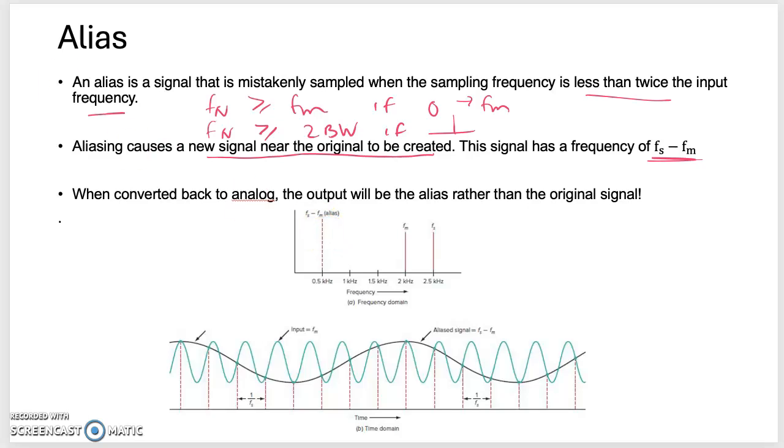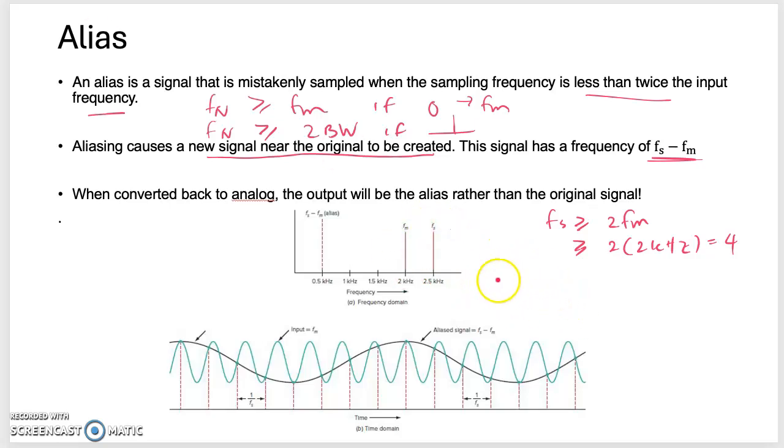So here in this case, we have FM at 2 kilohertz, and our sampling frequency is 2.5, which is too small, considering that we need the sampling frequency to be at least 4 kilohertz, right? The requirement of the Nyquist tells us that Fs is greater than 2 FM, assuming the signal starts from 0 hertz. So if FM is 2 kilohertz, this would be 4 kilohertz, right? But in this case, the sampling frequency given is 2.5, which is too small.